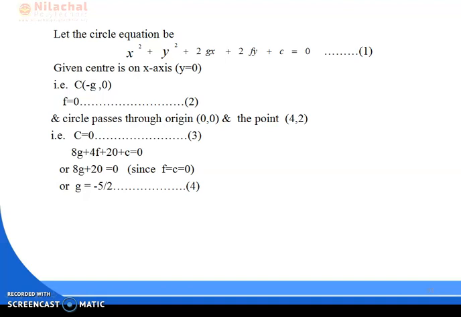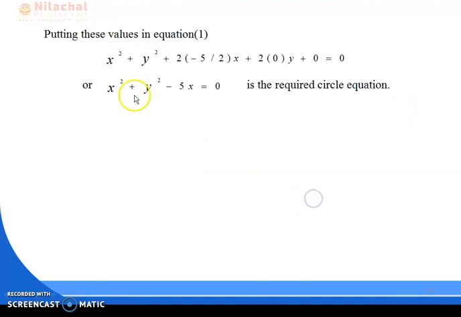So now we have found the f value, c value and g value. The f value is 0, the c value is 0, and the g value is -5/2. Now putting these values in equation number 1, the general equation: x² + y² + 2 times (-5/2) times x + 2 times 0 times y + 0 equals 0. That means the 2 cancels. What do we get? x² + y² - 5x = 0 is the required circle equation.